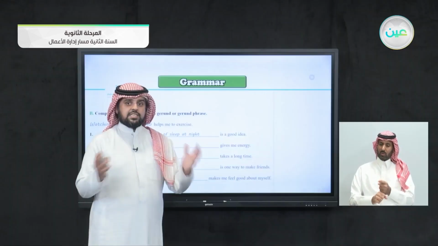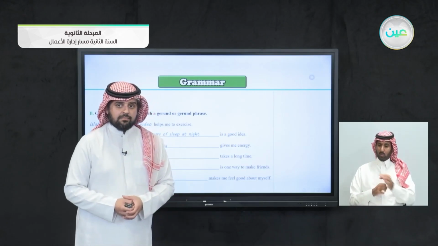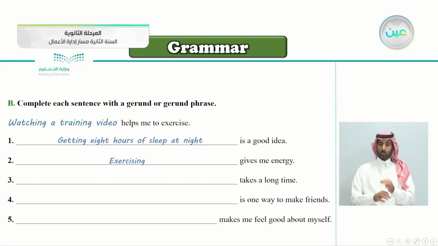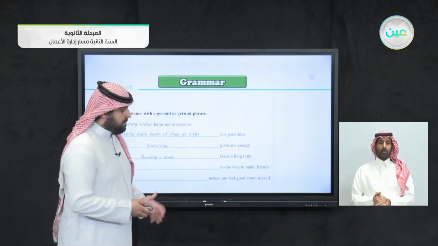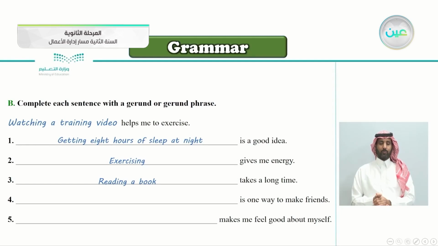Number 3, takes a long time. Something that takes a long time. For example, here I have written reading a book takes a long time. Of course, this is true. And remember always to start with a gerund as a subject here. Reading a book. Number 4 is one way to make friends. So one way to make friends is joining a club. For example, joining a club, maybe a book club or anything here. Joining a club is one way to make friends.